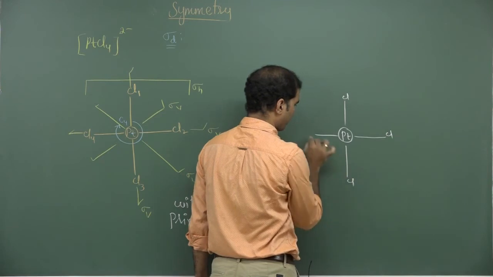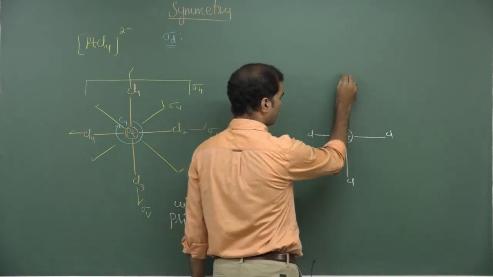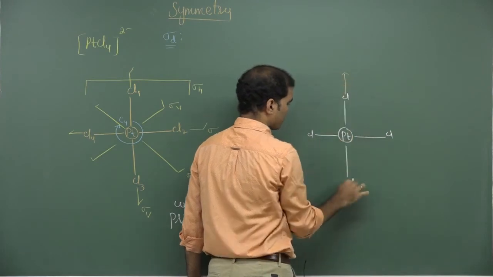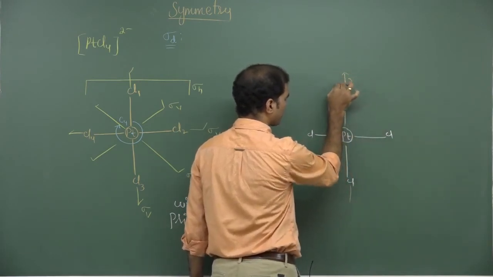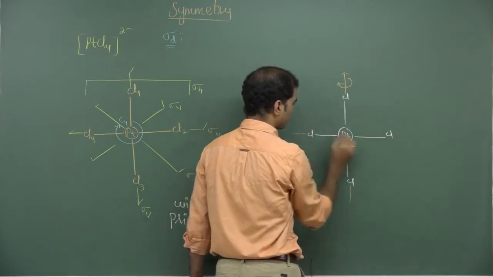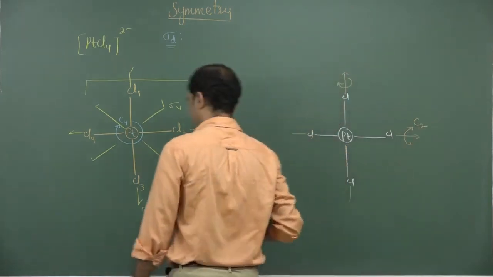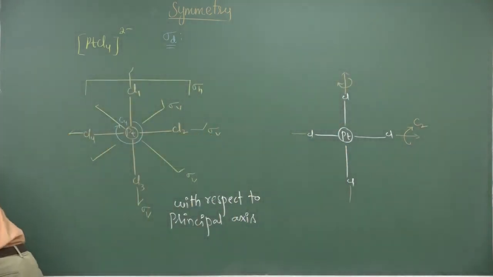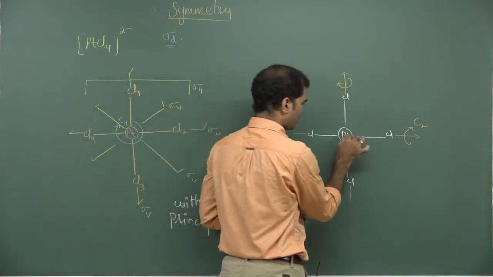I am not numbering it because we are not doing any operations right now. We are trying to understand. Simply I am representing them. You need not operate and show the other structure. This is one C2. This is a second C2. This is a C4.